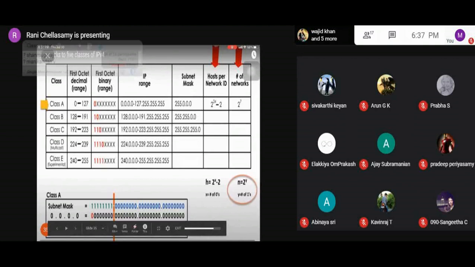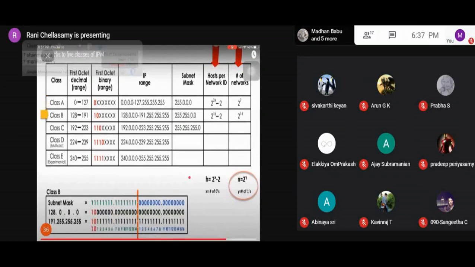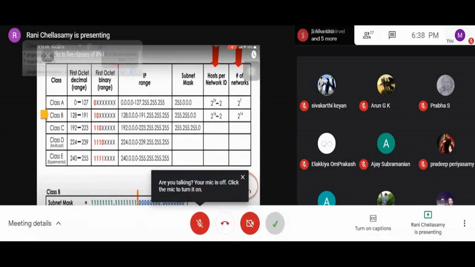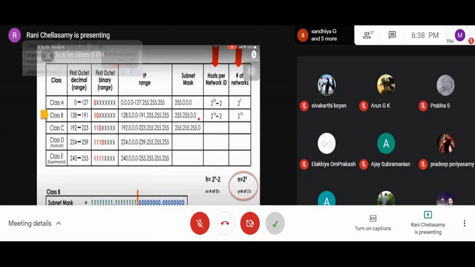Coming on to class B, you have 2 octets, that is 16 bits, which will be 1. The 16 bits represented as 255.255 means 16 bits of 1 for the network part, and the remaining 16 bits are 0. So now calculating the number of zeros, you will have 16 zeros. So you calculate 2 power 16 minus 2.